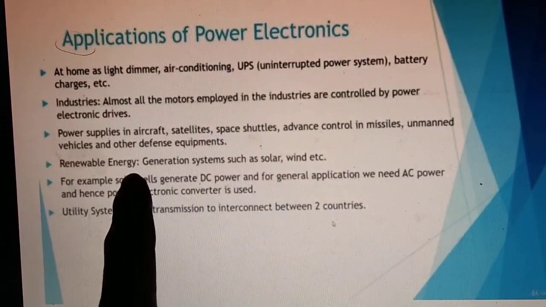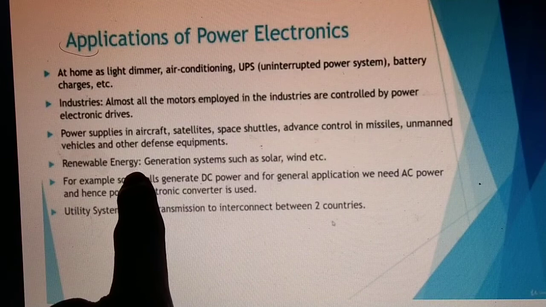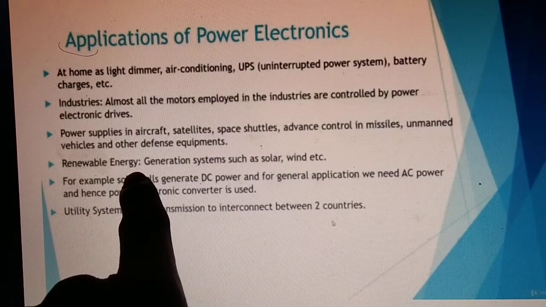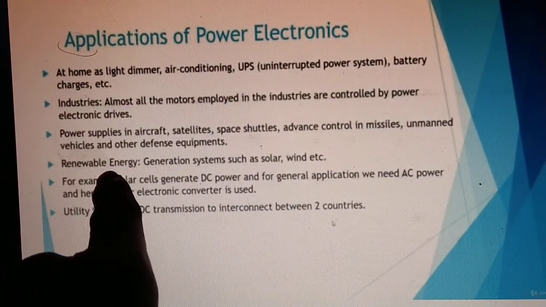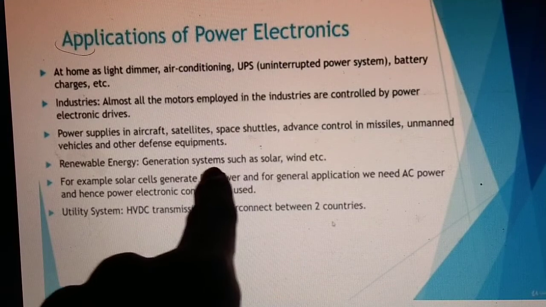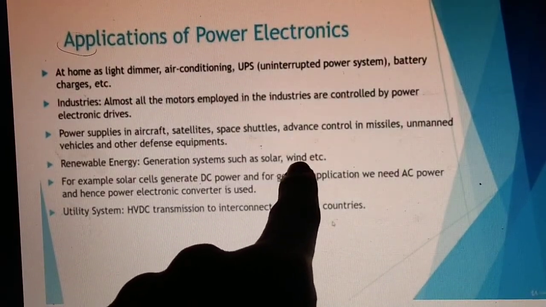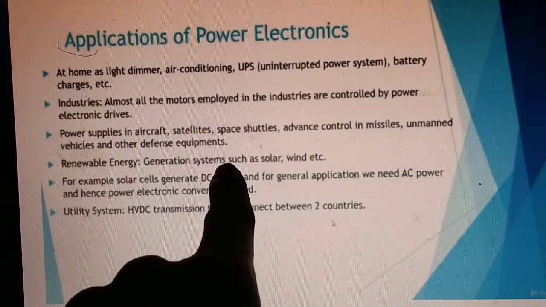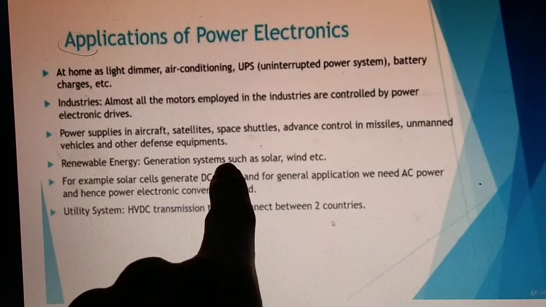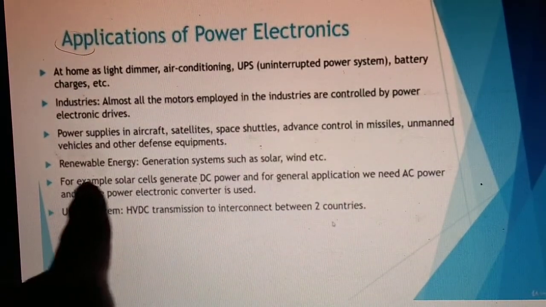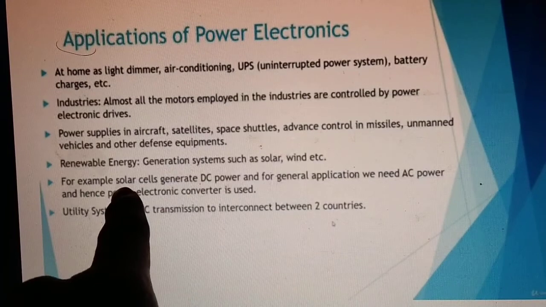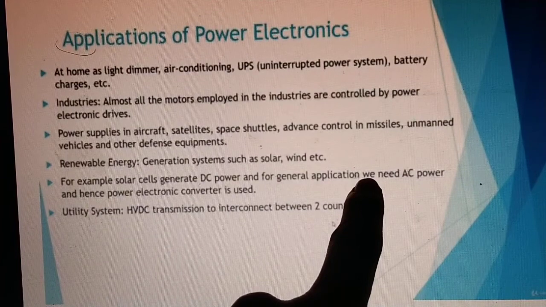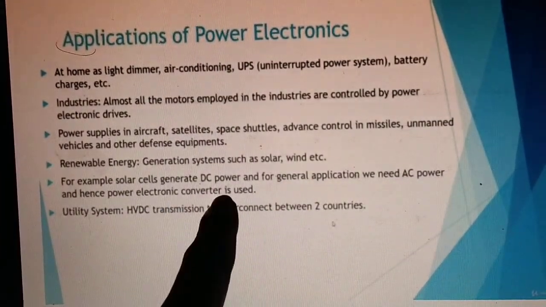And another one is called renewable energy. Nowadays the demand for renewable energy is very high, and the percentage of this energy has also increased, that is generation systems such as solar and wind, etc. In this also, power electronic devices are used, that is for reducing harmonics, distortion, and noise of voltage or current. And next, for example solar, a solar cell generates, we know very well, DC power, and for general application we need AC power, and hence a power electronic converter is used.